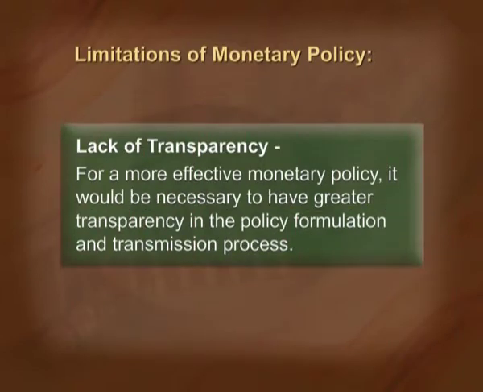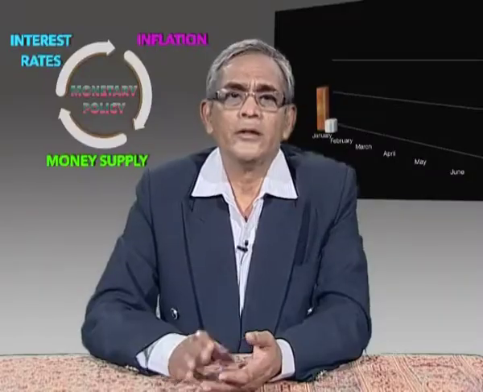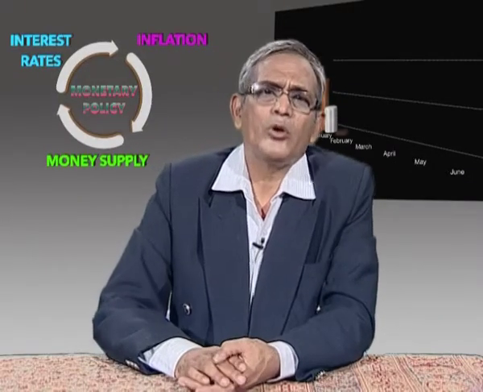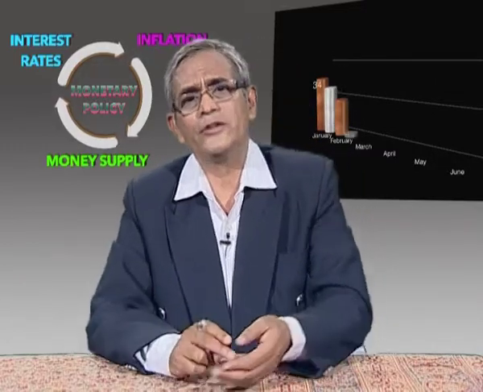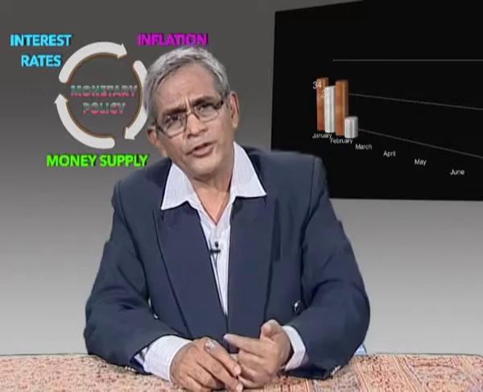Lack of transparency. Lack of transparency in the system is also one of the very important drawbacks that limits the effective implementation of monetary policy instruments. For a more effective monetary policy, it would be necessary to have greater transparency in the policy formulation and transmission process. Thus, economic stability and economic growth are two major objectives that the central bank tries to achieve through designing and implementation of monetary policy.